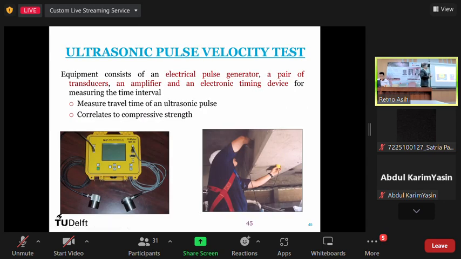So this is another way. Ultrasonic pulse velocity is quite similar. You send the pulse. In the previous one we had just one sensor, acting as a pulse sender and receiver. In this one, we have two sensors. One is sending the signal, the other one is receiving it. Again, similarly, using time of travel and a few parameters, we can, for example, see what's the compressive strength of the material.